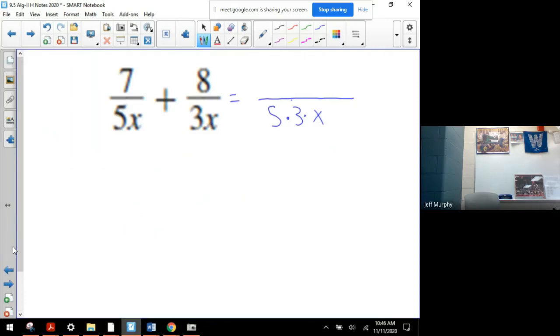So the fraction on the left has a 5 and an x. It just needs the 3. The fraction on the right has the 3 and the x. It needs the 5. Let's see, 21 and 40. And I'm done.